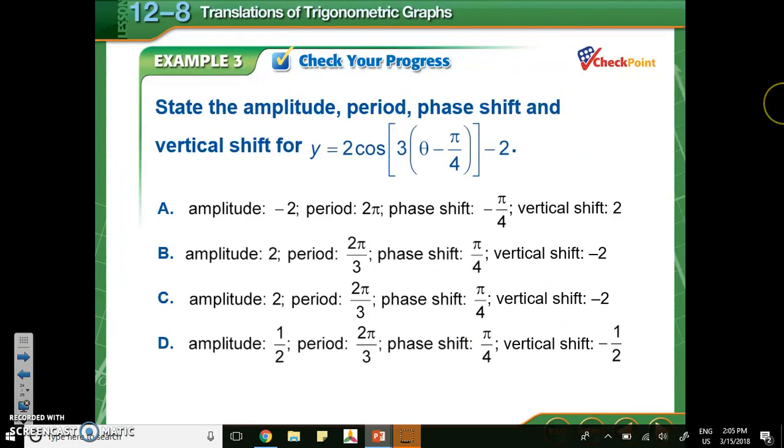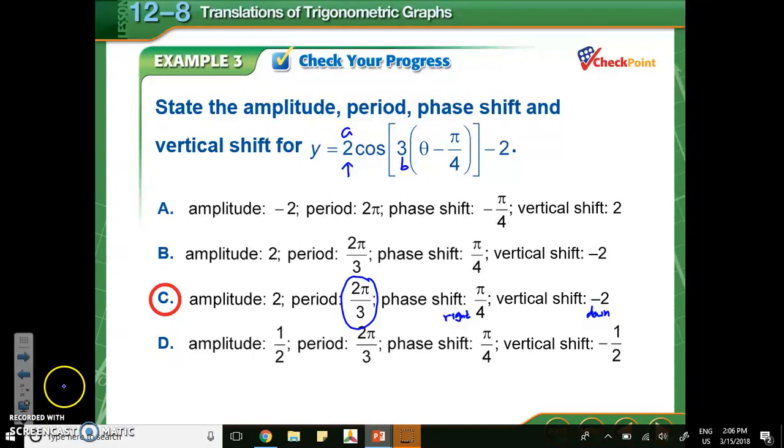All right, last one. You guys try this one. Okay, your answer here is C. Your amplitude comes from my A value here. My B value is 3, so my period is 2 pi, the original period of the cosine function, divided by 3. Phase shift is pi over 4, it's positive, so that's moving to the right pi over 4 units. And my vertical shift is down 2 units, or a negative 2 vertical shift.